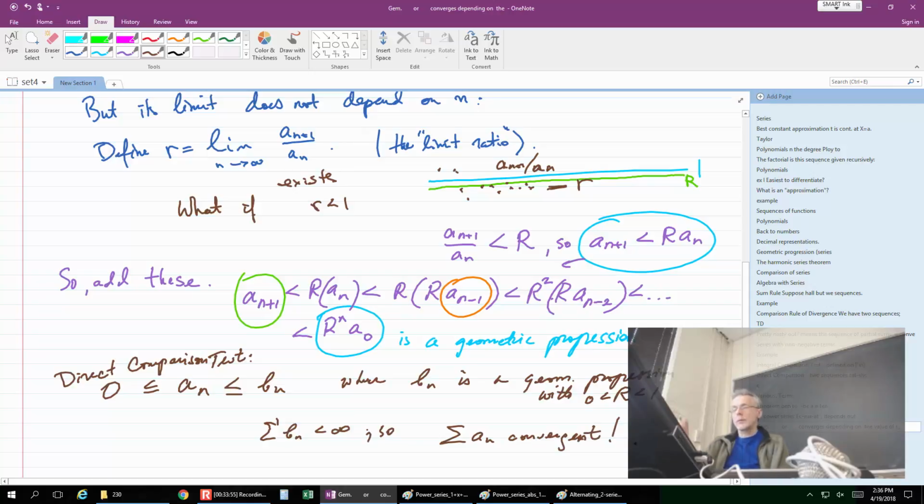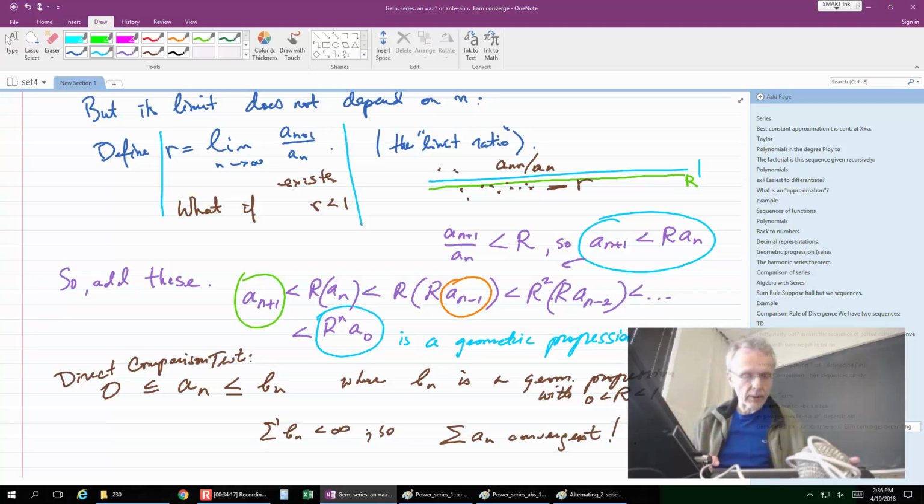Okay, so once again, a_n was not assumed to be geometric, but we compared it to a geometric series under the assumption right here, that was the big assumption, that the limit of ratios exists and is less than 1. Then the comparison works out. Otherwise, it does not.